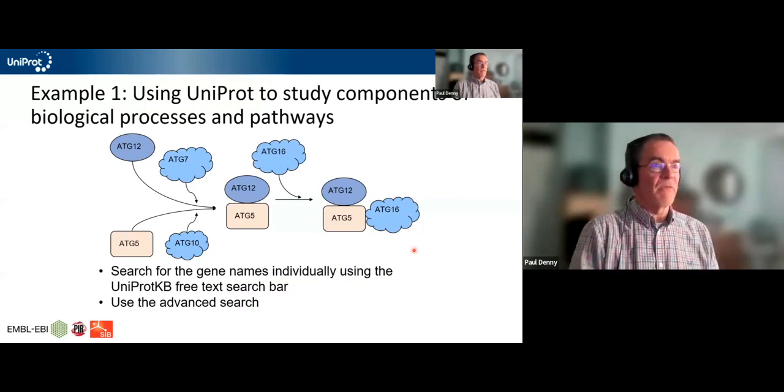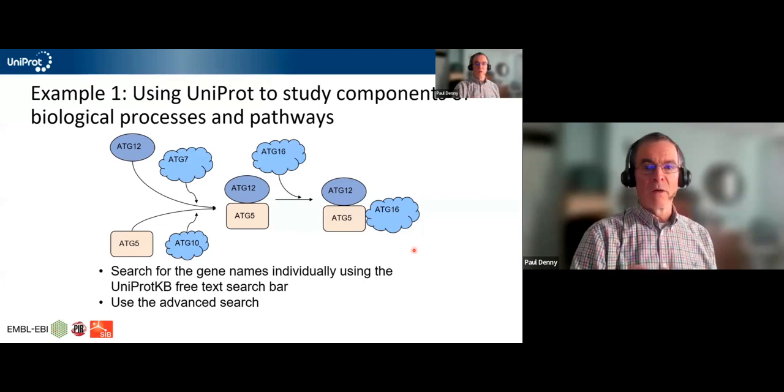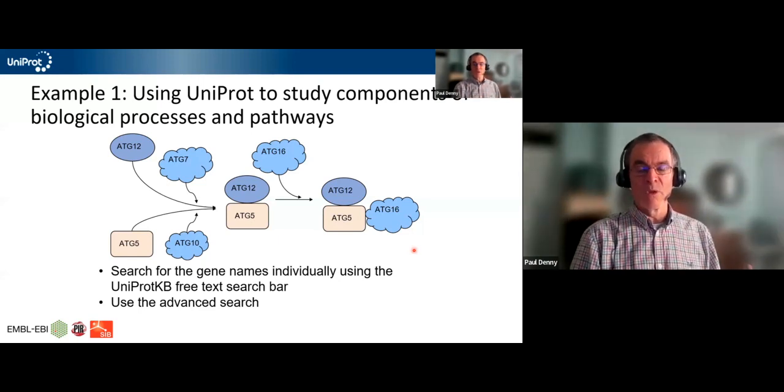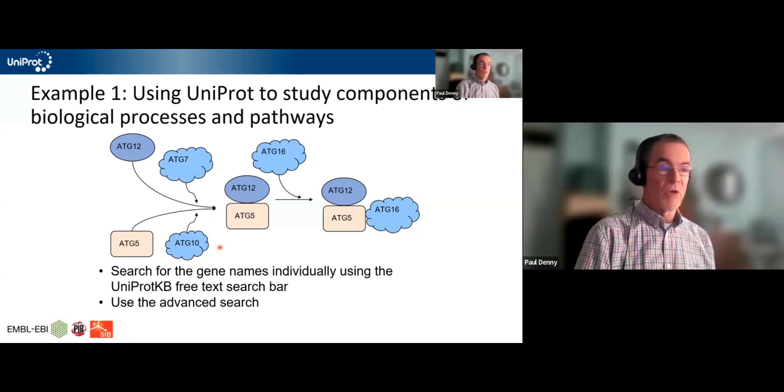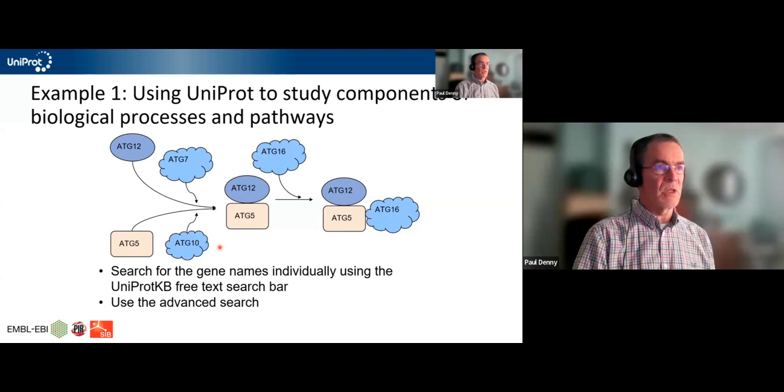So in this example, I've taken a very small part of a pathway. Let's say that you are interested in autophagy. These are proteins which are involved in the process of cellular recycling of materials, or autophagy. And the different components of this are shown here. So let's pretend that we have gene names. We're interested in finding out more about these particular proteins encoded by these genes.